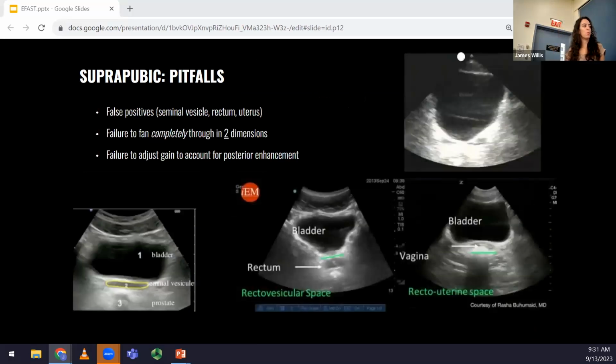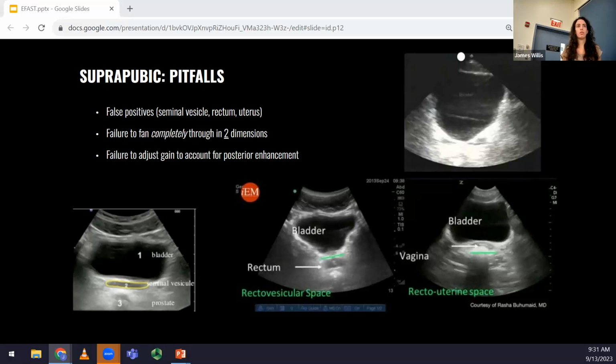Some pitfalls for the suprapubic, false positive. Again, rectum, prostate, vagina, all of these things can have relatively hypoechoic views that might make you second guess if you're seeing free fluid there. So you're looking for something that's irregular and not consistent with the anatomy that you know. Another pitfall is failure to fan completely through in both dimensions. And then also failure to adjust the gain.